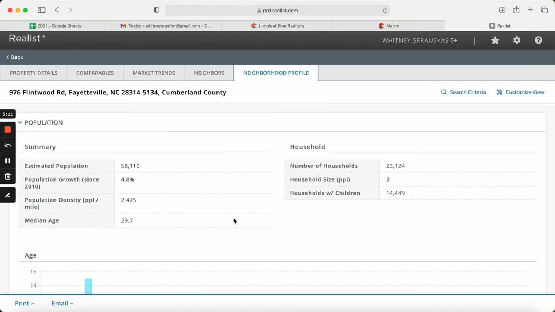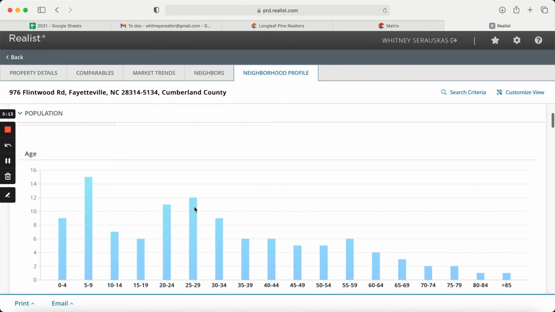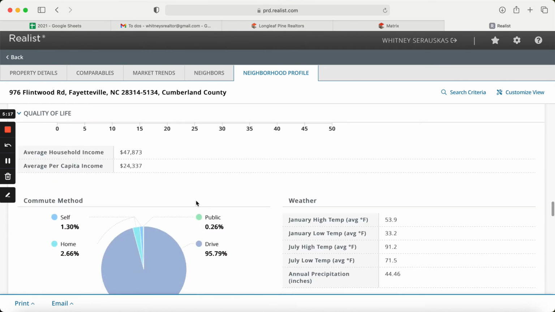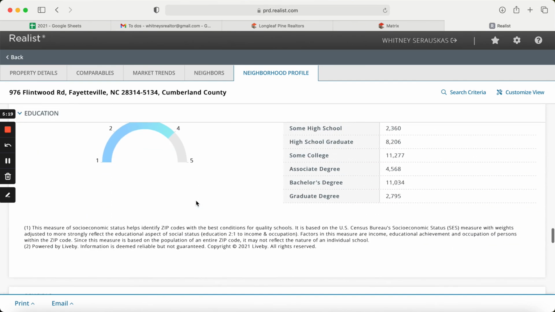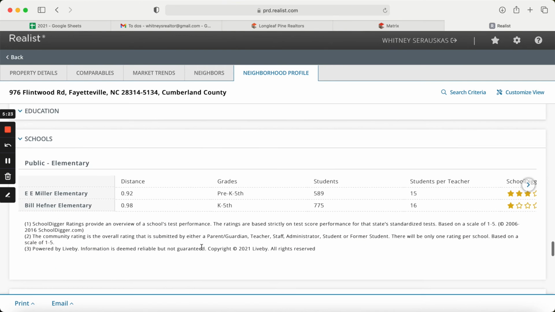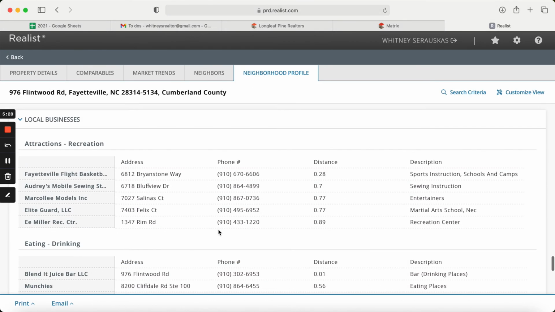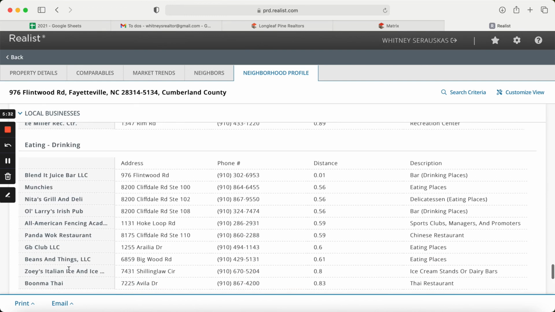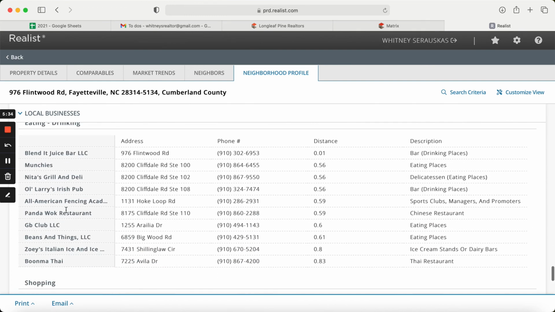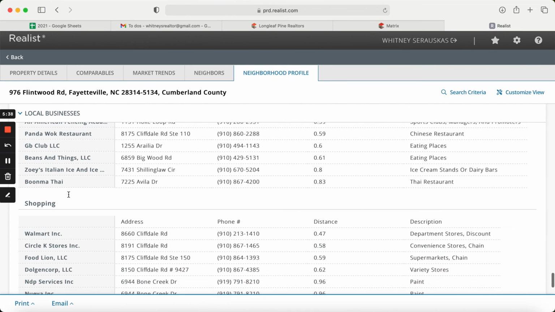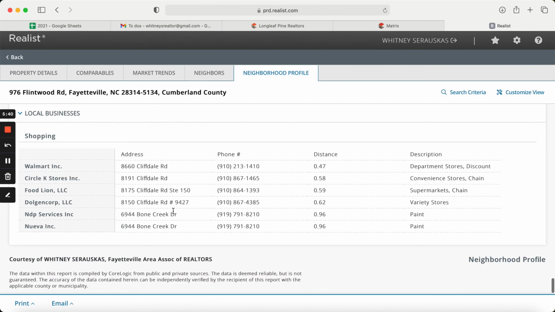And of course, you can get the neighborhood profile to let them know all this information. I like to sometimes give this information to people, especially when it comes to schools. So this tells you the schools and the ratings, and any other eating or attractions near the area, so they can know what's going on. Like if there's dining, I always give this information. This is mostly information I would give to a buyer.